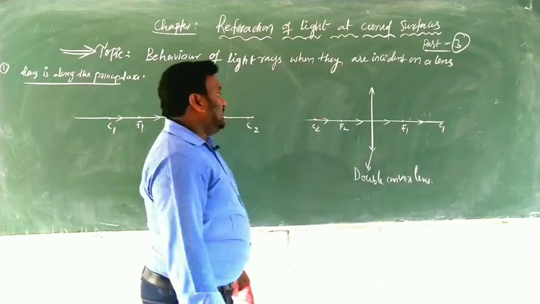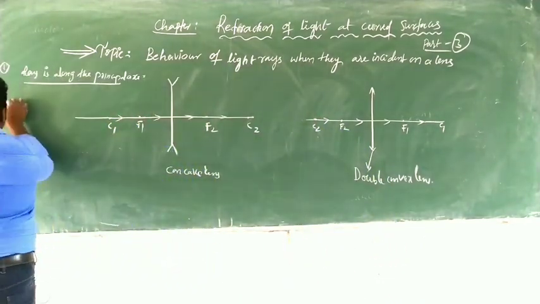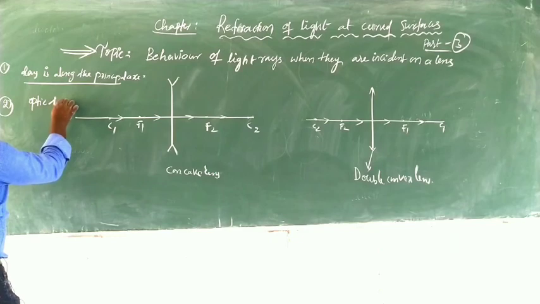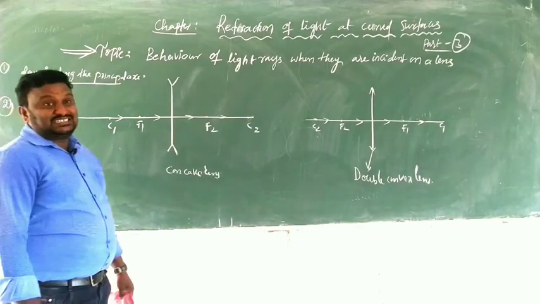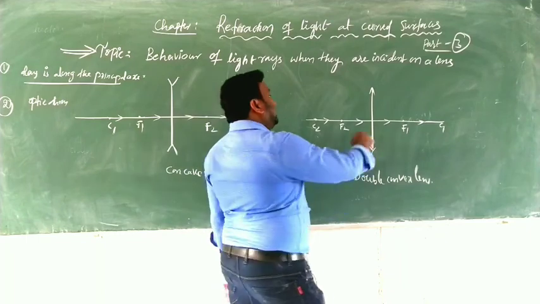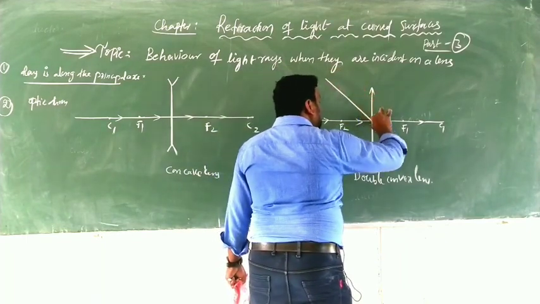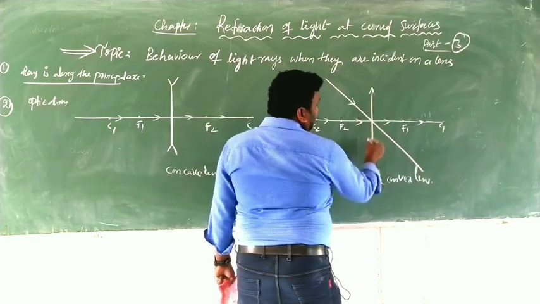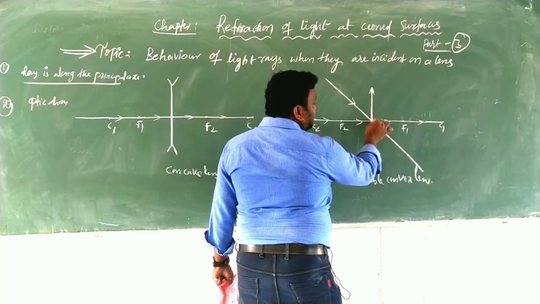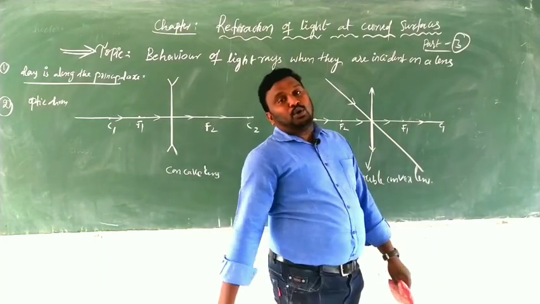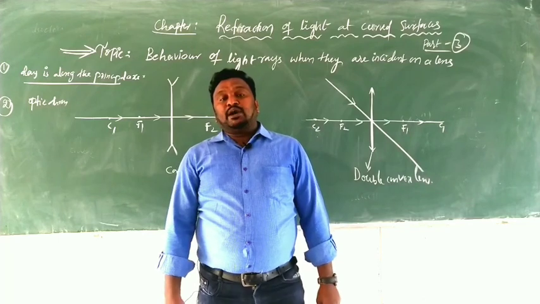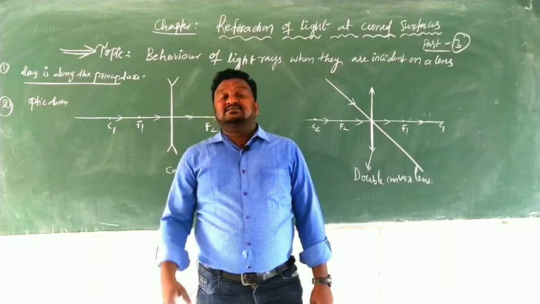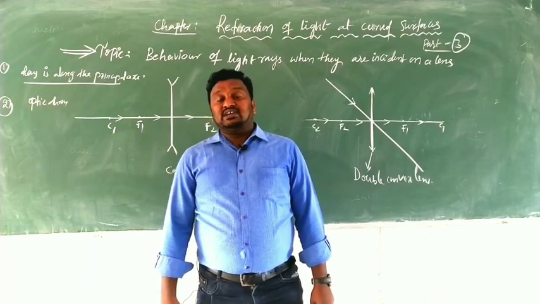Clear? Now the second one: if the ray passes through the optic center, then also there is no deviation. This is the second rule. The light ray is moving through the optic center. This is the biconvex lens and its center. Generally for a mirror, the midpoint is called the pole. But in the case of lenses, it should be called the optic center.